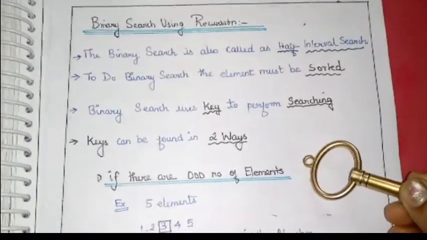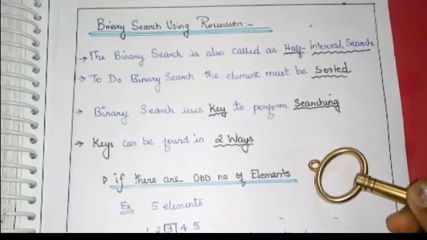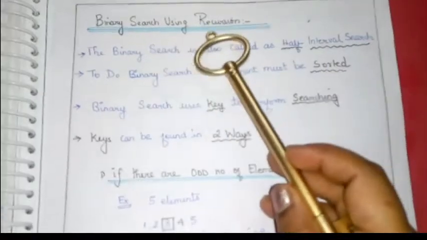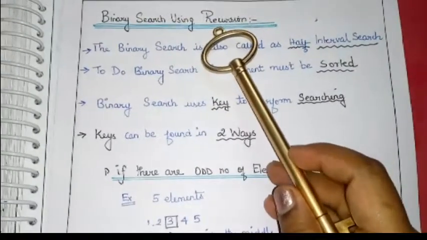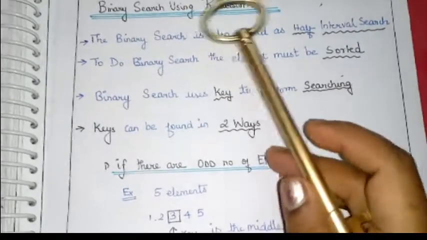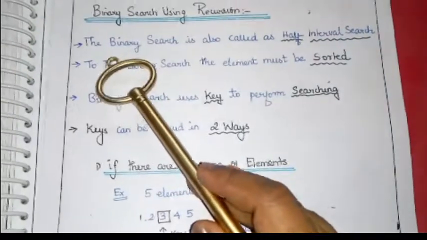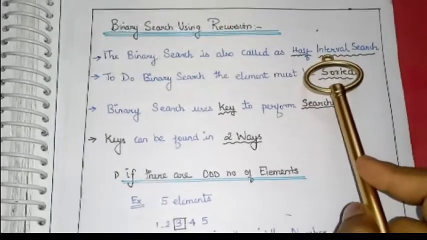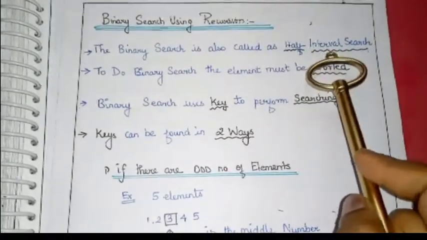This is another important 16-mark question in unit 3. First we will see what binary search is, and how to compute it using recursion in this series. Binary search is also called half interval search.